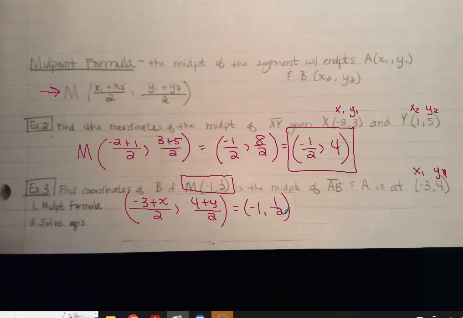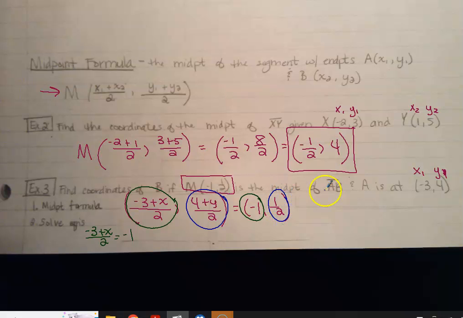So now we can take this and kind of part it out. Okay. So this (-3 + x) divided by 2 goes with this -1. So I can set those equal. (-3 + x) divided by 2 equals -1. While at the same time, I know that this part of the equation goes with the coordinate 1/2. So (4 + y) divided by 2 equals 1/2. And I can solve each of those separately to get my coordinate.